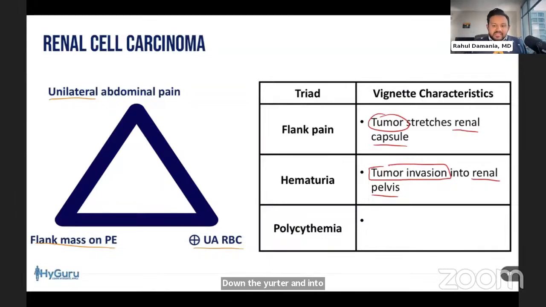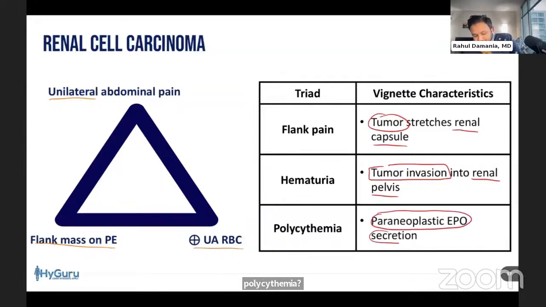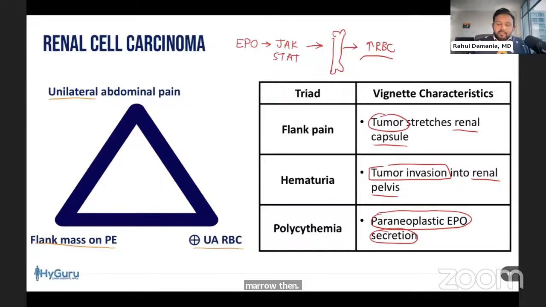And why do you get polycythemia? Well, polycythemia is going to be due to a paraneoplastic erythropoietin secretion. Recall that erythropoietin acts via the JAK-STAT pathway, and you are going to get the bone marrow then to increase red blood cells. And when you increase your red blood cell mass, you are going to have elevations in your hematocrit.